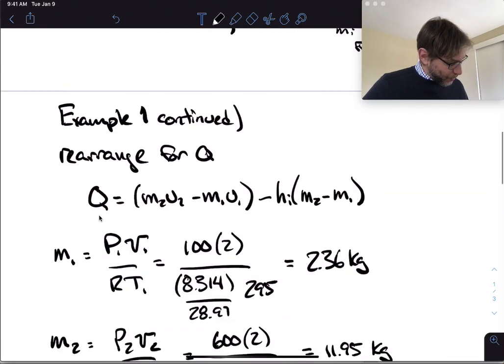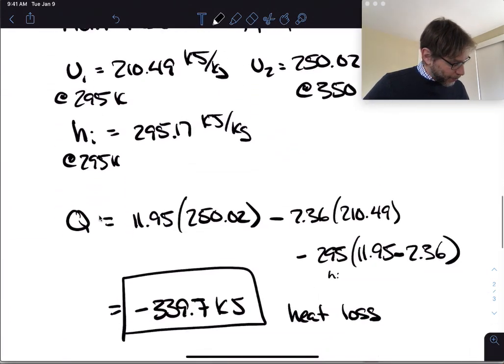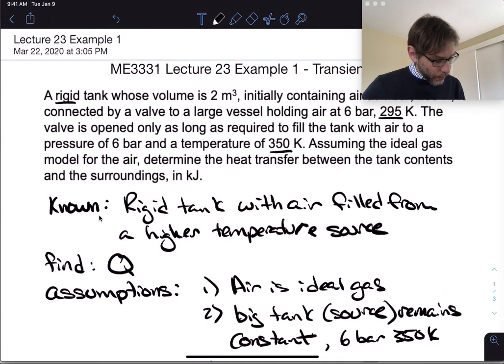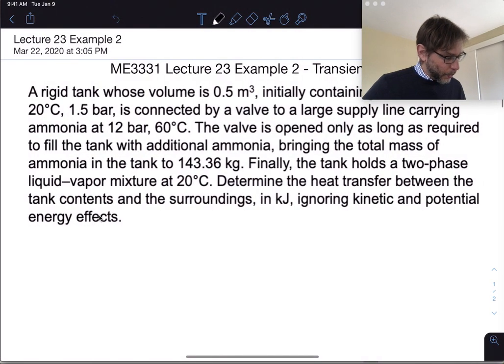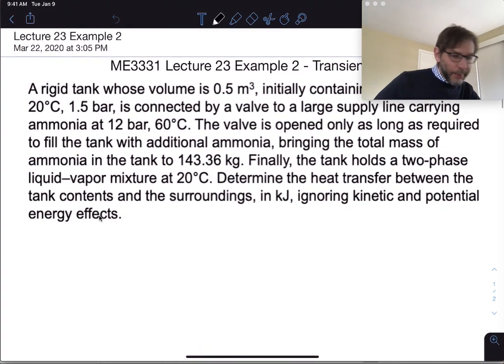All right. So there you go. There's your example, and let's move to the next one. So let's go out of here and let me look at example 2. Okay, so this is another one. This is the same problem.